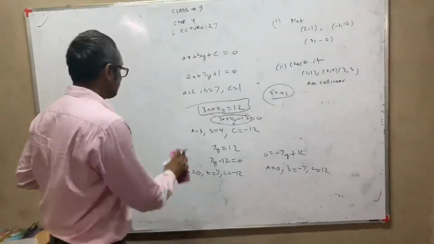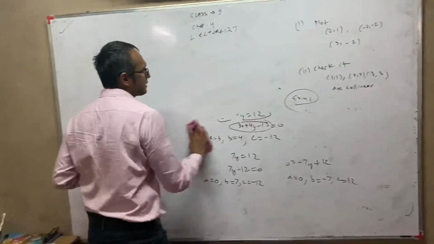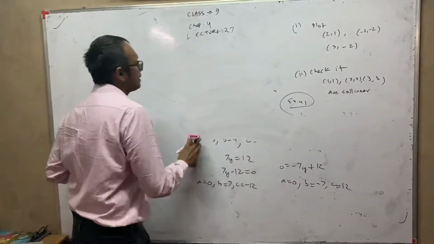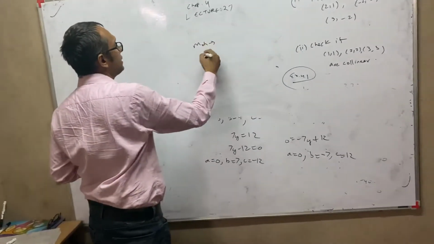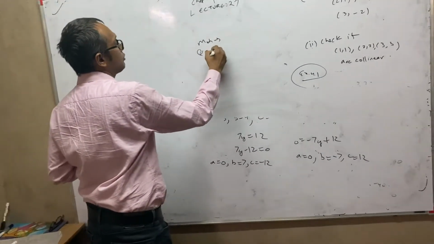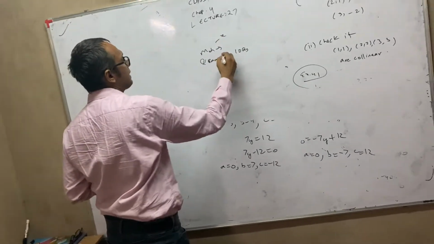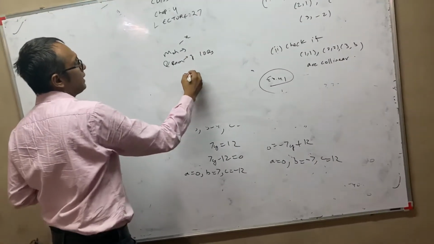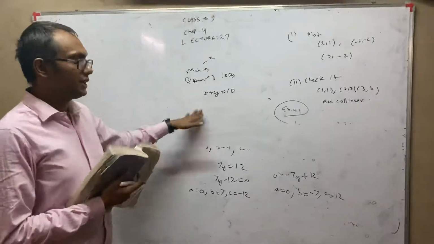Now basically this linear equation in two variables is useful in day-to-day sums also. For example, if I say Mohan and Ram together have 10 rupees. So if I say Mohan has x rupees, Ram has y rupees, so I can write x plus y is equal to 10. That way we can make a equation.